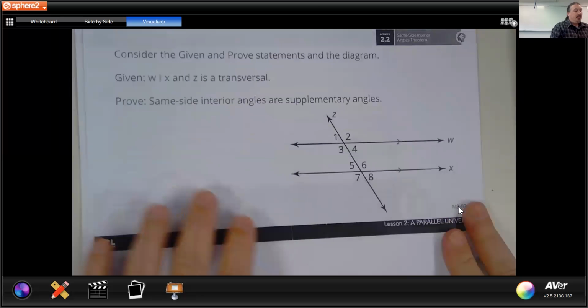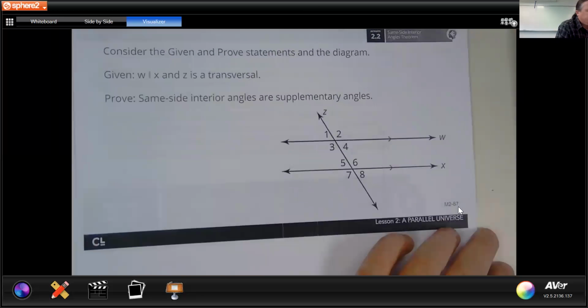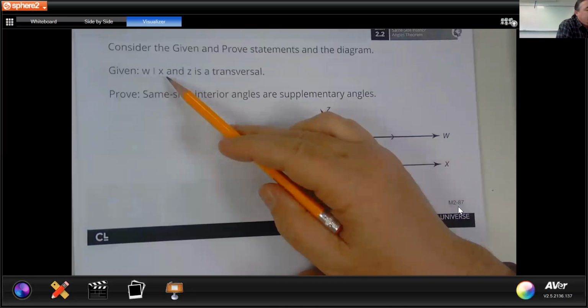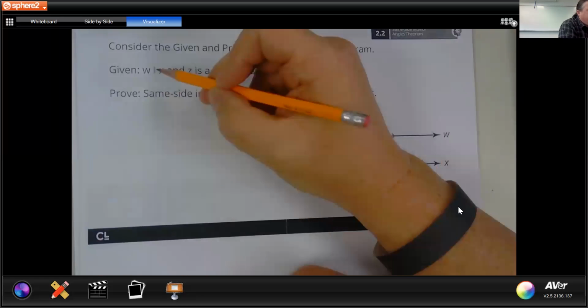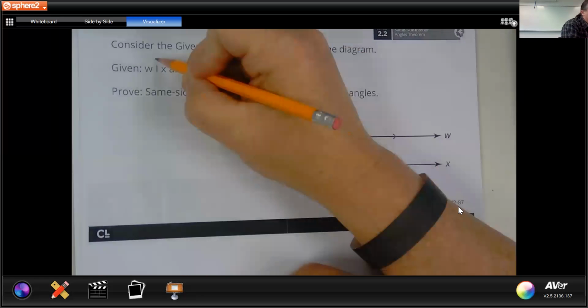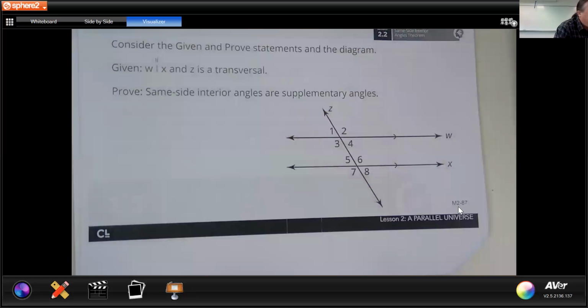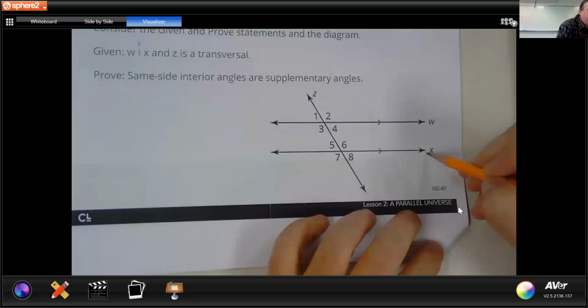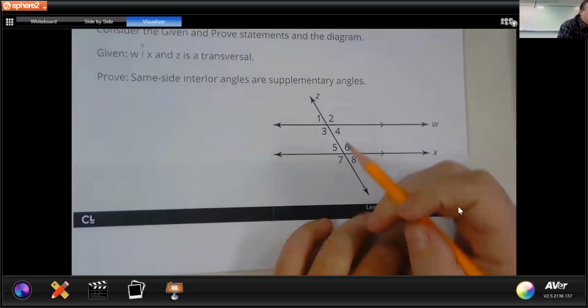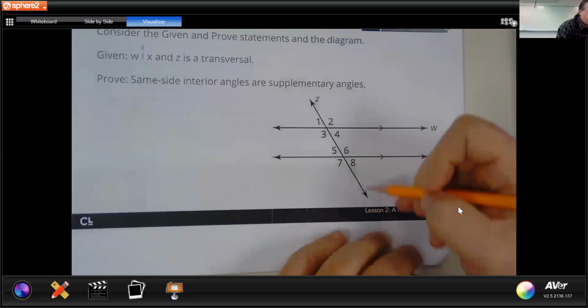So here's our given. WX and YZ, and Z is a transversal. And if you look real close, we have two vertical lines, two lines next to each other. That means they're parallel. That's our given. They're saying that this line and this line are parallel. And we can see that with the notation with these two arrows. And we can see that the Z is the transversal, a line that is cutting them.